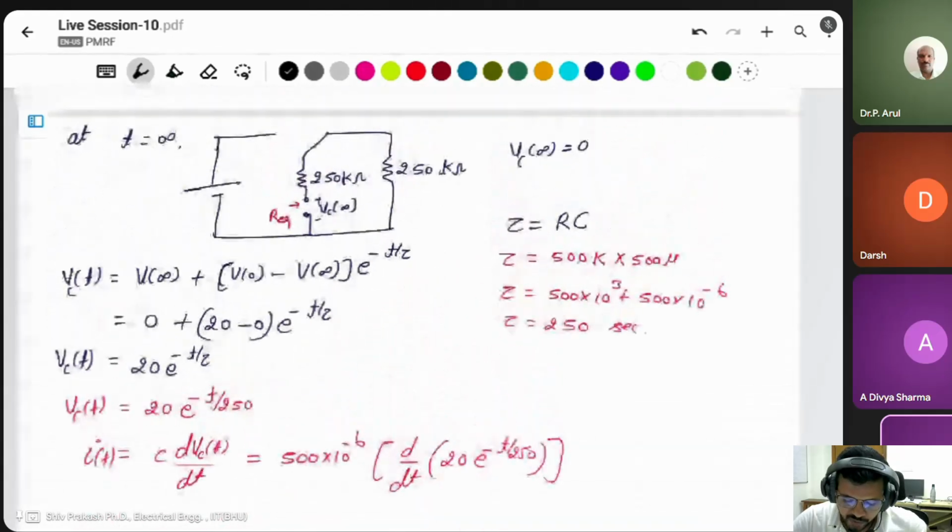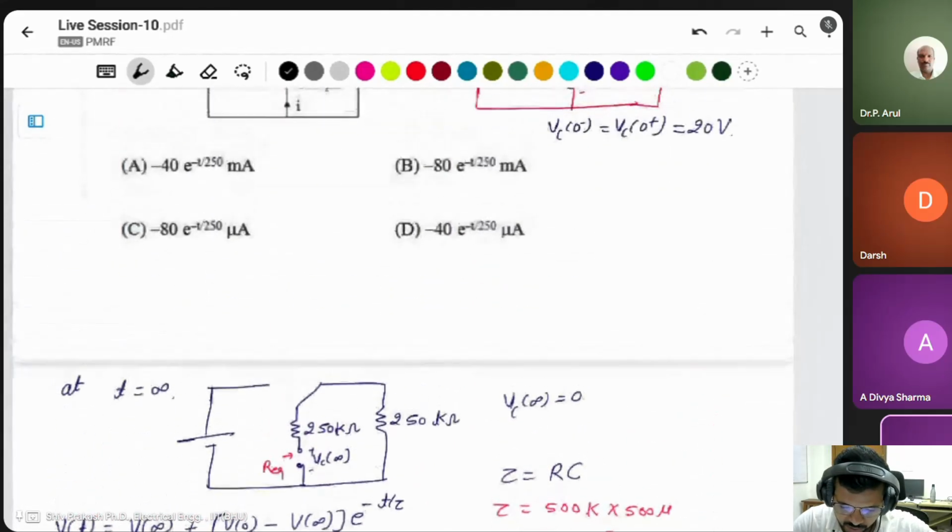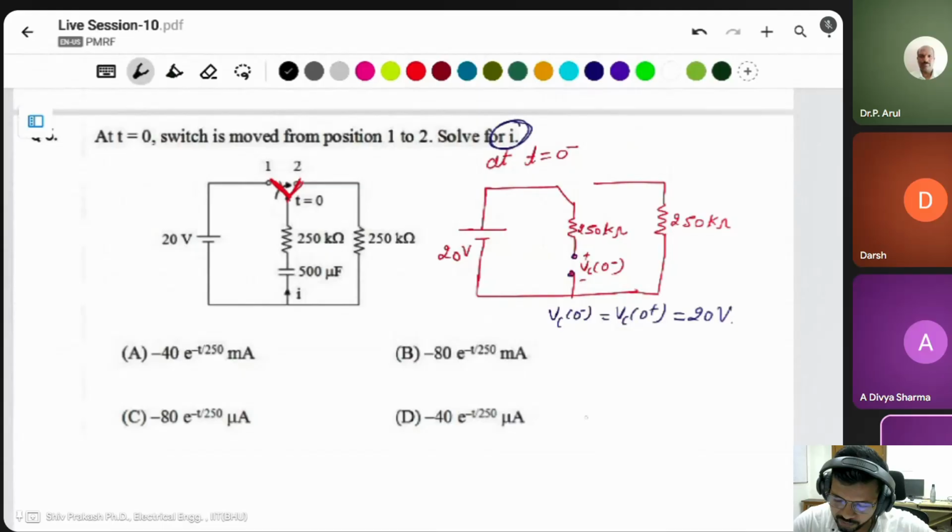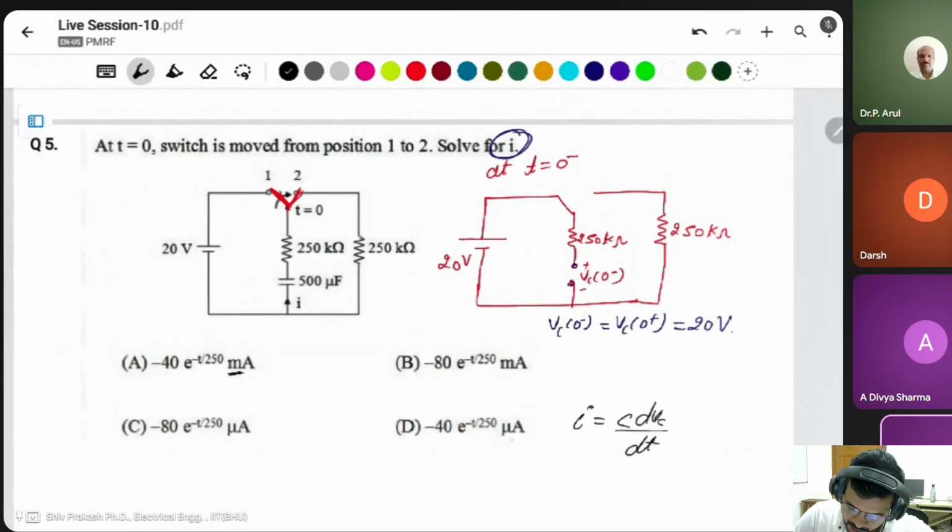In this question, simply you have to find the voltage. Then we apply the formula for the current in a capacitor, I equals C dVc by dt. You can differentiate that equation, and then we will get the current equation, 40 e to the power of minus t by 250. These are two options: one is milli ampere, another is micro ampere. We have to take the micro ampere, so be careful about milli and micro.